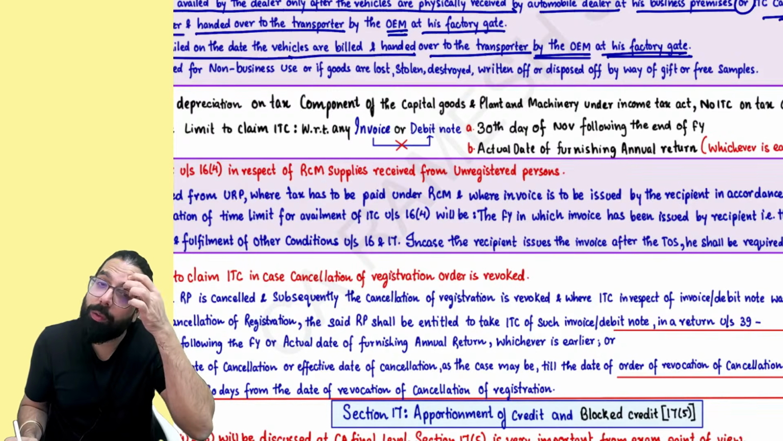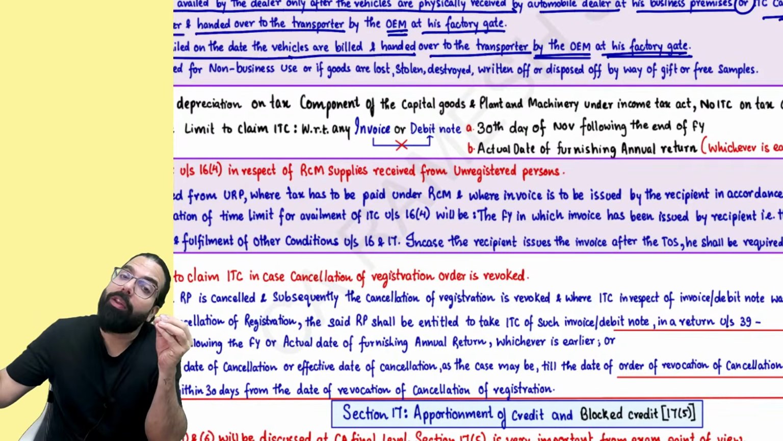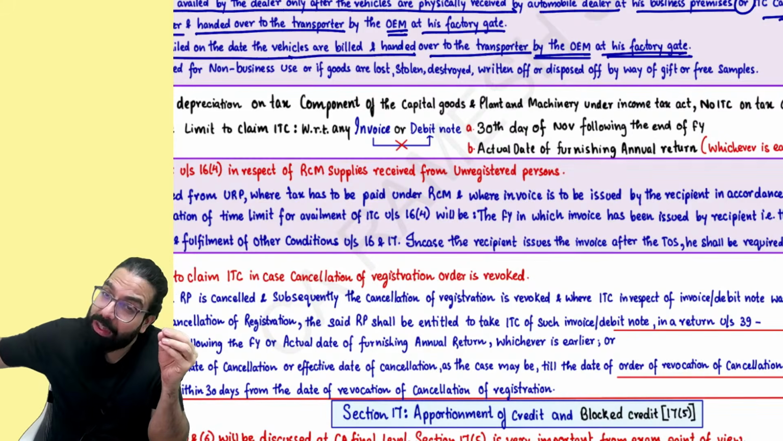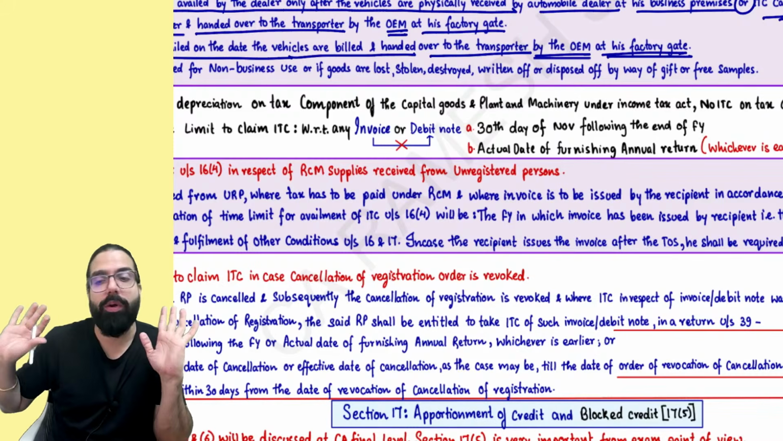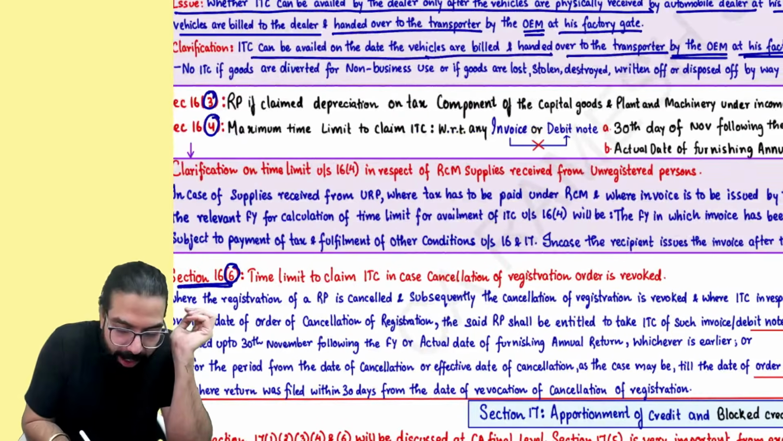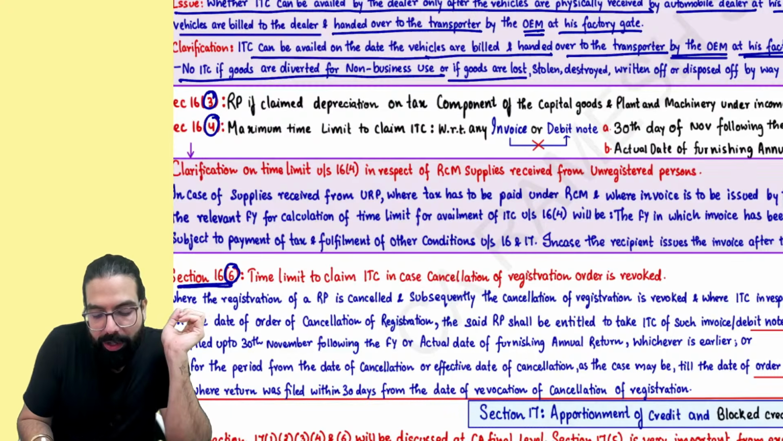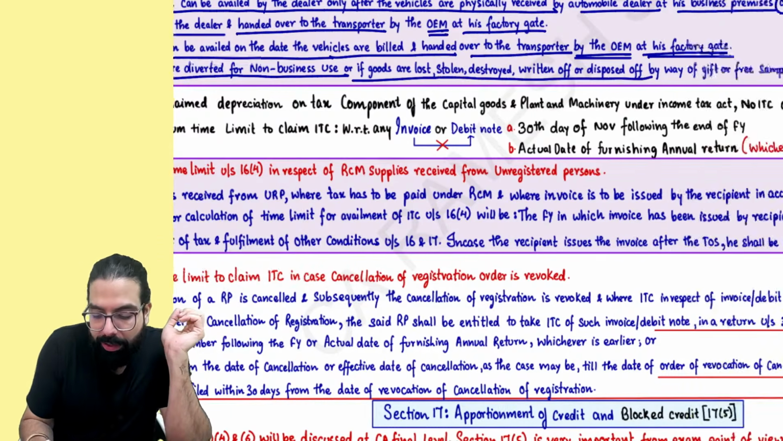It means when can I go ahead and take the credit? The day the goods are handed over by the original equipment manufacturer at the factory gate, that day I can go ahead and take the credit. It says no ITC if goods are diverted for non-business use or goods are lost, stolen, destroyed, etc.